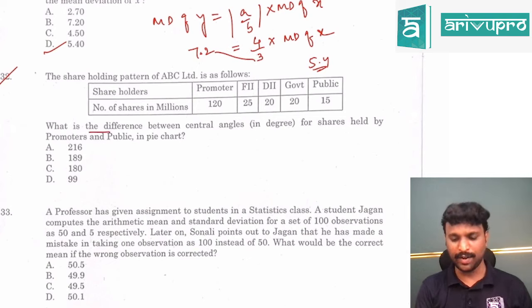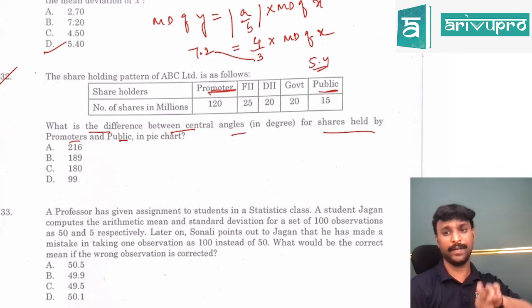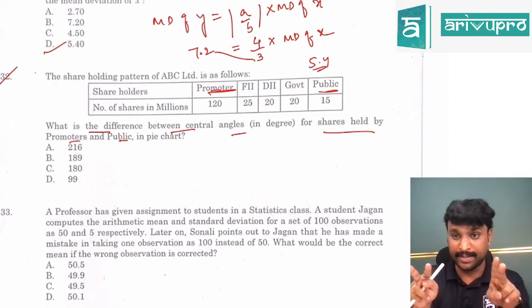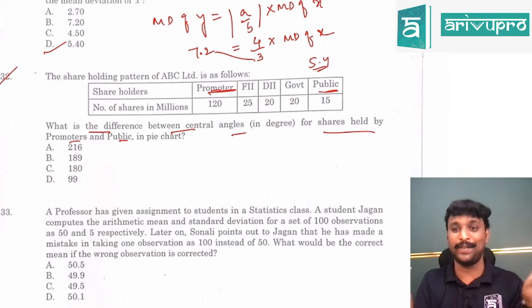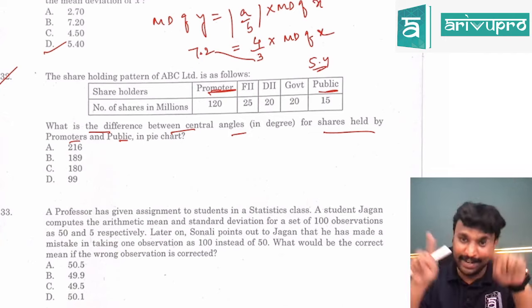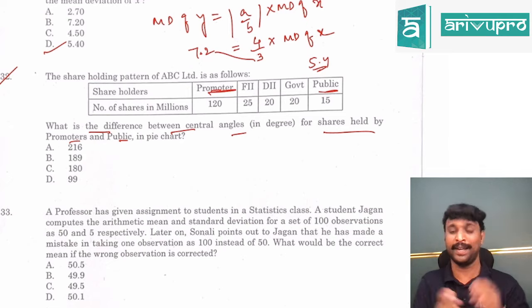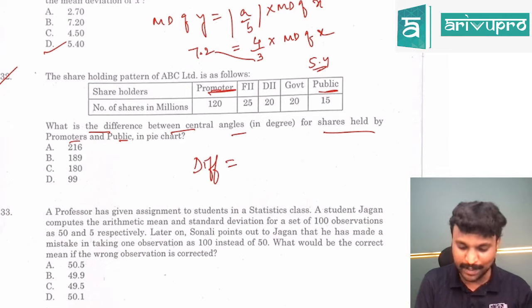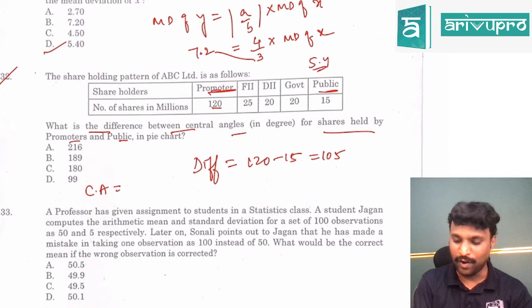Guys, the question they've asked is, what is the difference between the central angles for the shares held by the promoters and the public? Promoters is this and the public is this. Guys, whenever they ask the difference between the central angle, I have discussed about this also in the marathon, but the different data. So whenever they ask the difference between the central angles, first find the difference between the two values, then find the central angle. Instead of finding central angle separately for the promoters and separately for the public, find the difference first. What is the difference between the promoters and the public? Promoters is 120 and the public is 15. The difference is 105. Now find the central angle for 105.